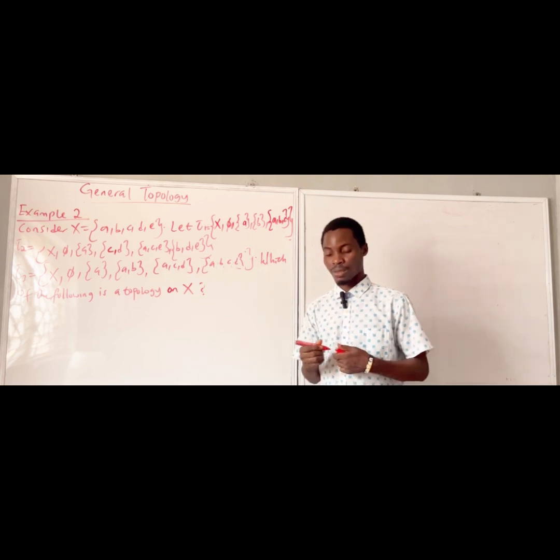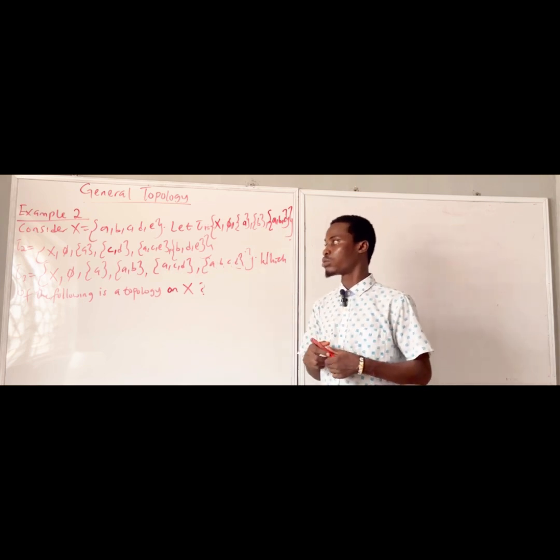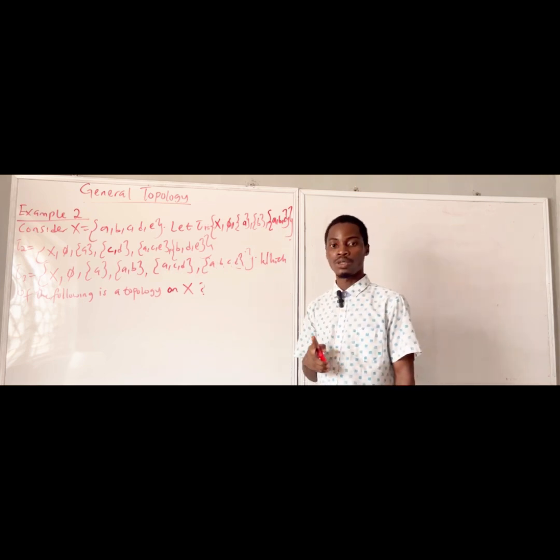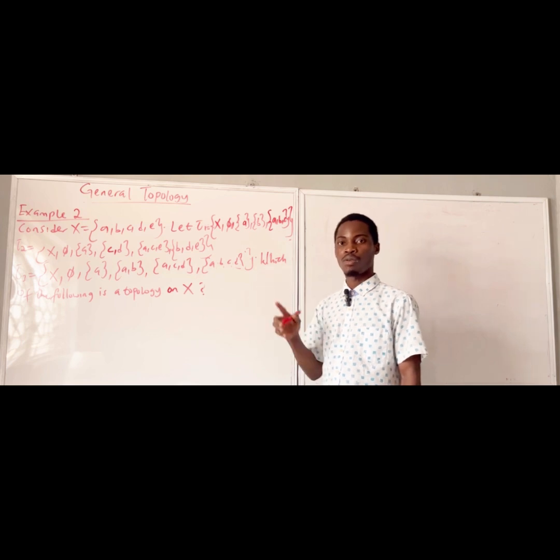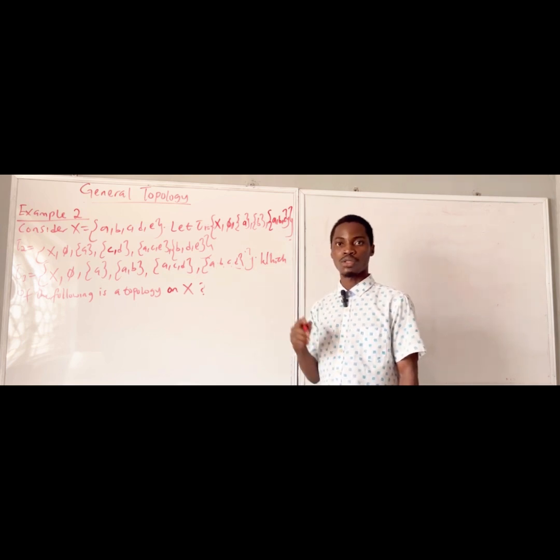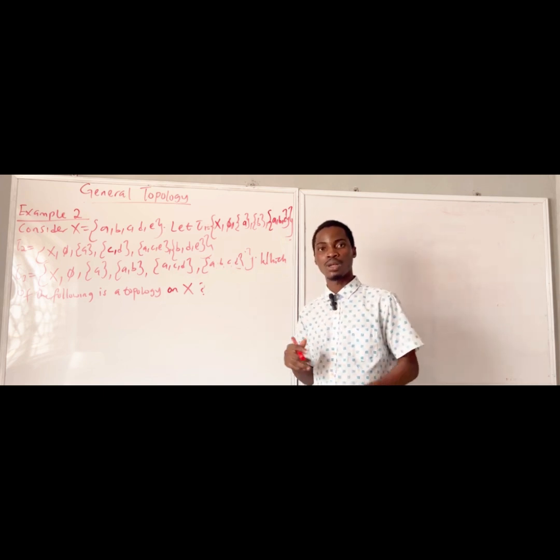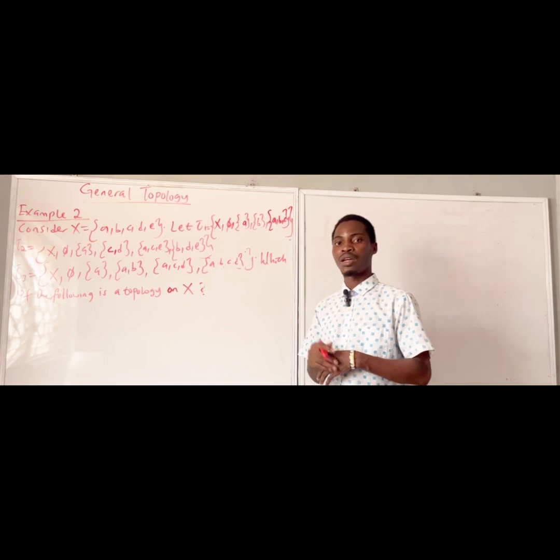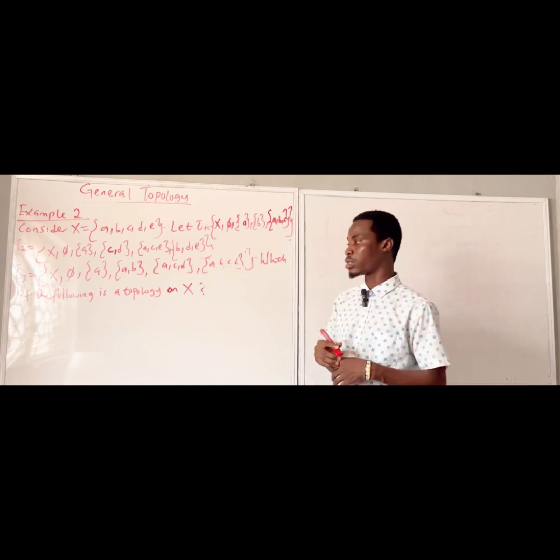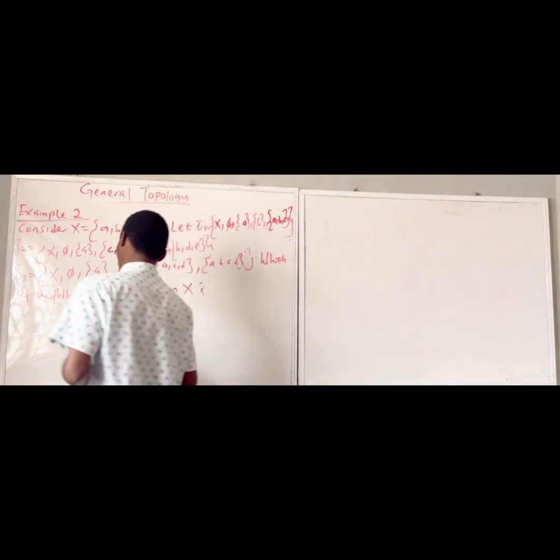So let us start. For us to show that Tor 1 is a topology, we have to test for Tor 1, we have to test for Tor 2, we have to test for Tor 3. If and only if Tor 1 satisfies the 3 axioms in topology, we can consider Tor 1 a topology, and also Tor 2 and Tor 3. Let us start from Tor 1.